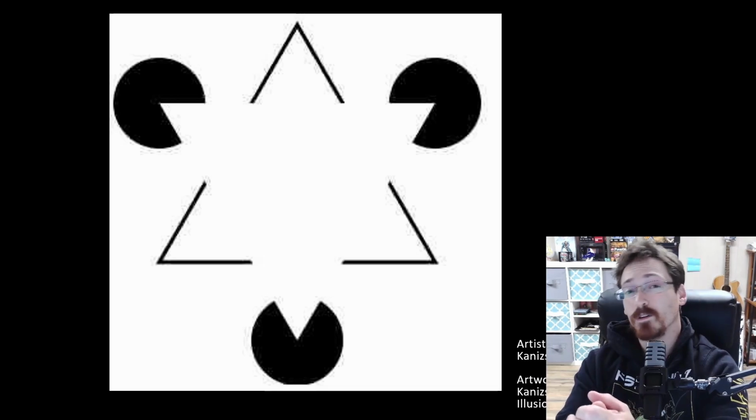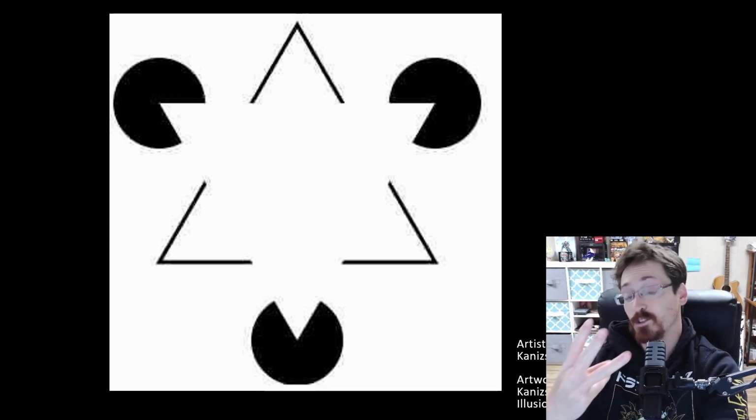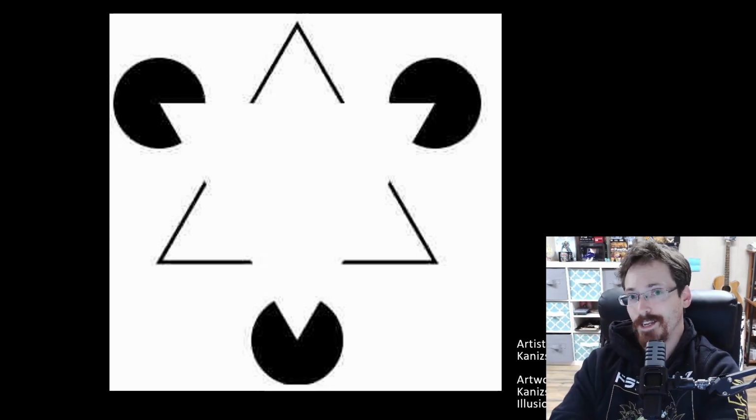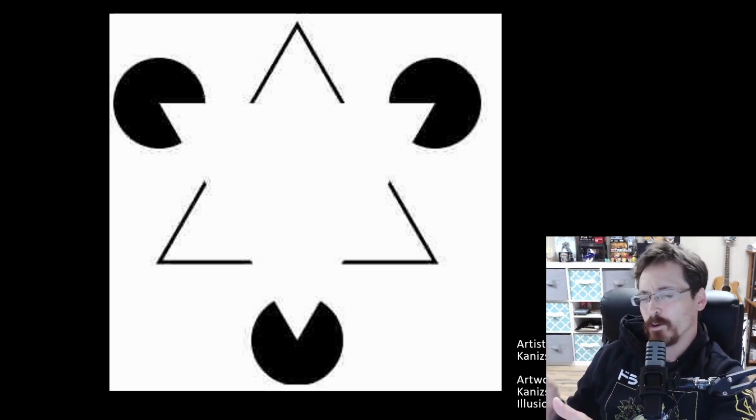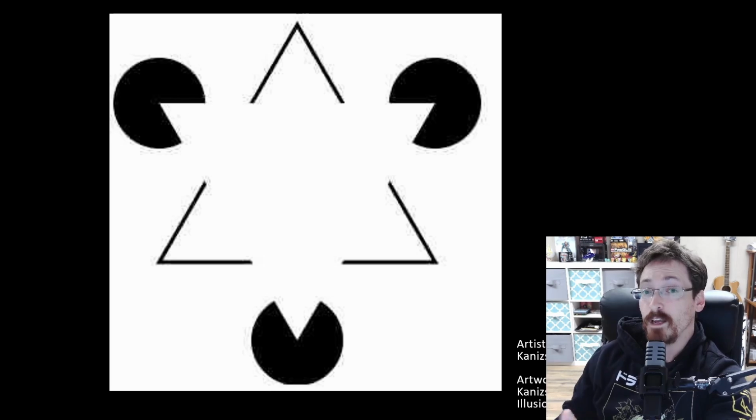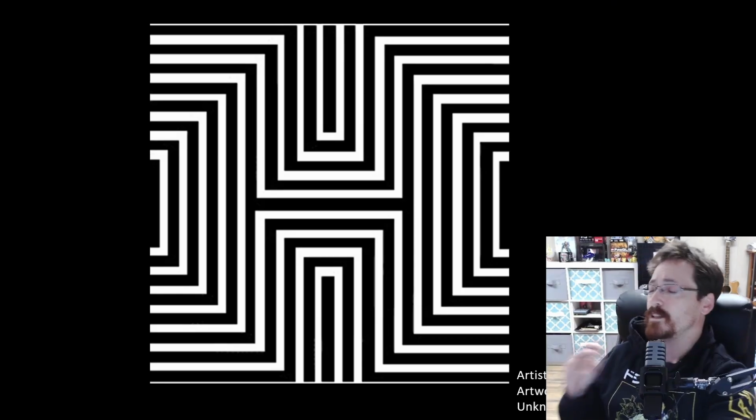A triangle is made up of 3 lines and 3 corners, all 3 lines connected. There is no third line or third corner connecting any of these shapes. It is implied that the lines are there. I don't get it. Kind of like in this artwork.